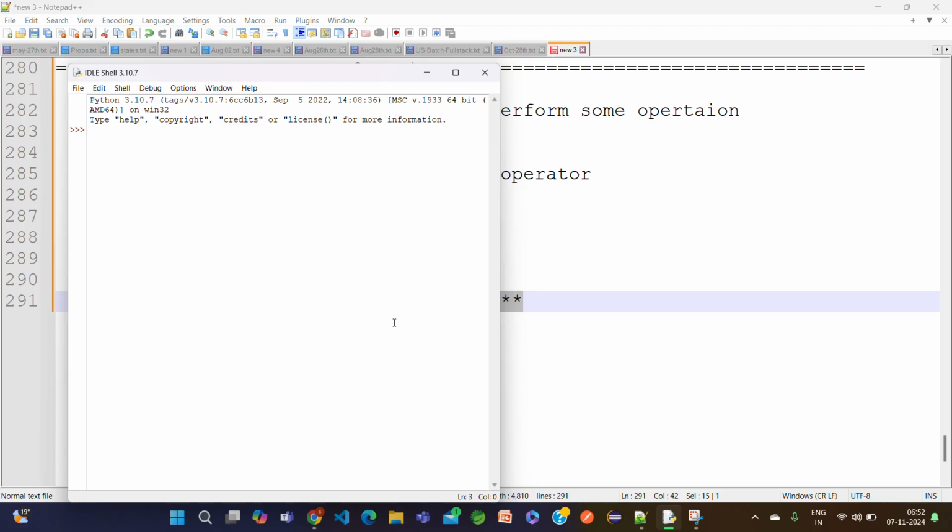Observe carefully here. We have a equal to 20 and b equal to 2. Now I can perform a plus b, 22; a minus b, 18; a into b, 40; a division by b, 10.0; a modulus b, 0; a exponent b, 400. Did I use any floor division? No. Now a floor division b, we get 10.